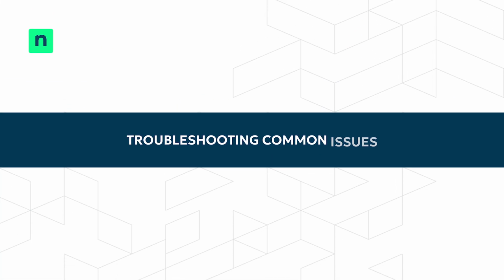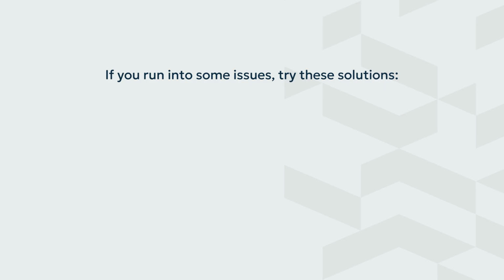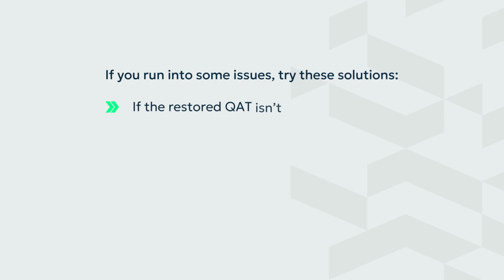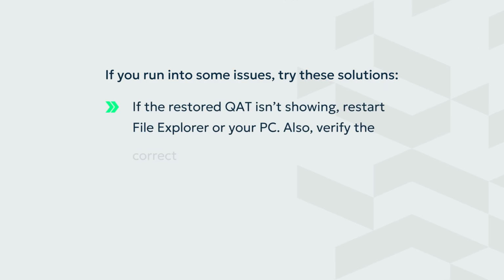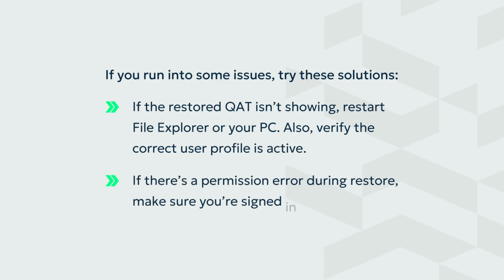Troubleshooting common issues. Finally, if you run into some issues, try out these solutions. If your restored QAT isn't showing, restart File Explorer or your PC. Also, ensure you're using the correct user profile. If you see a permission error during restore, make sure you're signed in with an admin account.